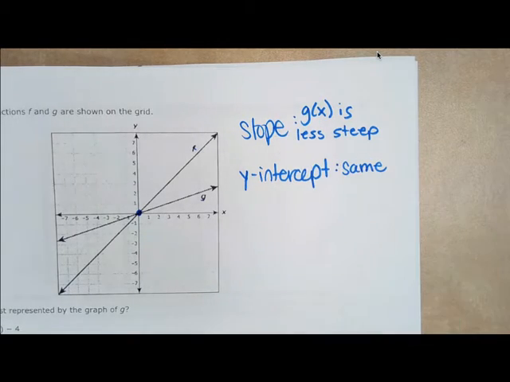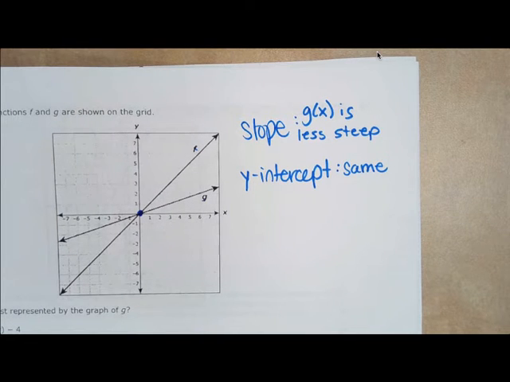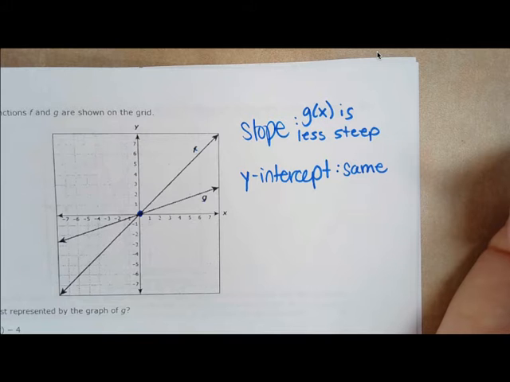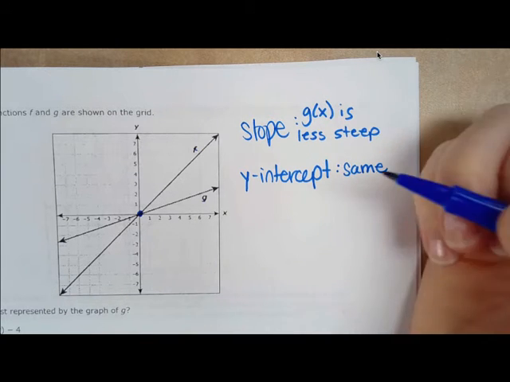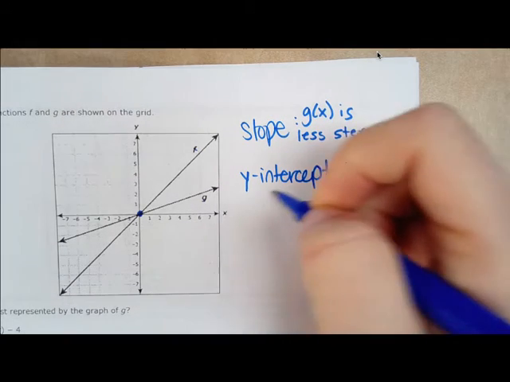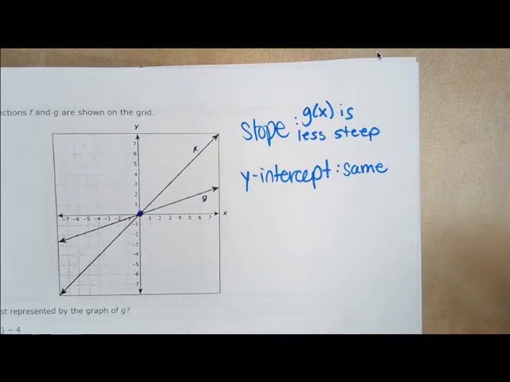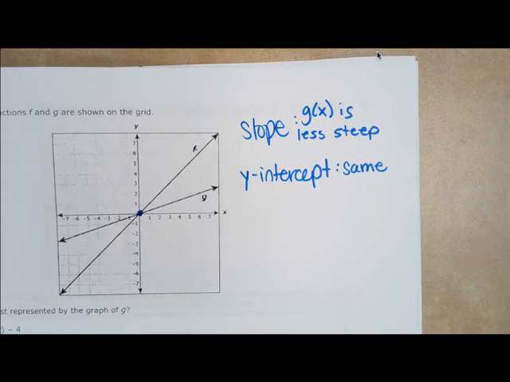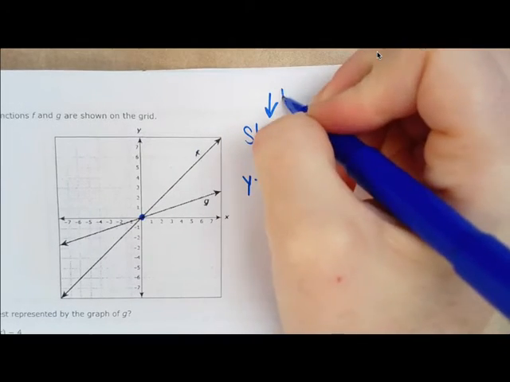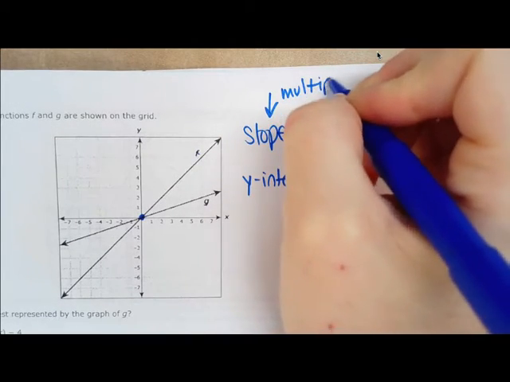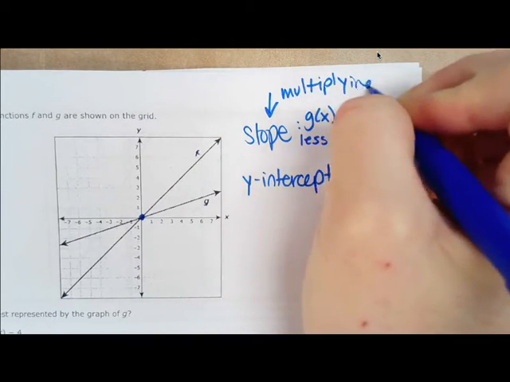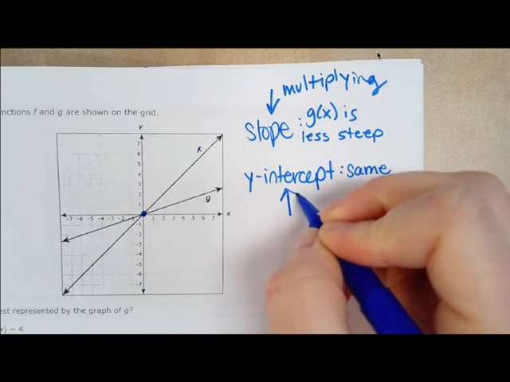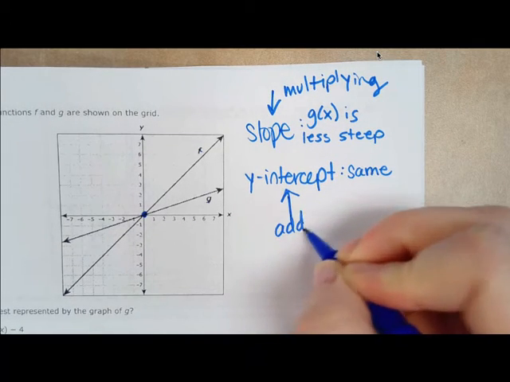Slope is changing your steepness, and this is done by multiplying f by some number. The y-intercept is staying the same, so it was not translated up or down, so there's no plus or minus. If the y-intercept is changed, it's found by adding or subtracting.